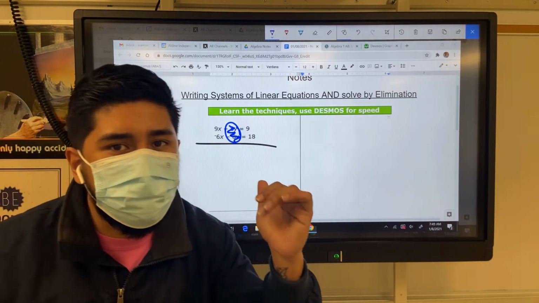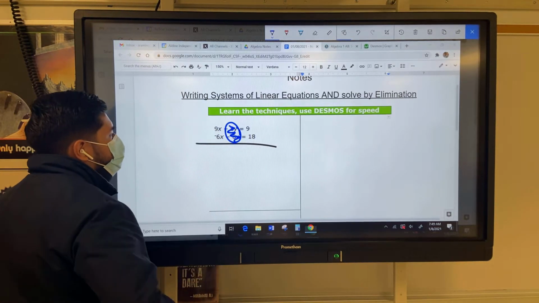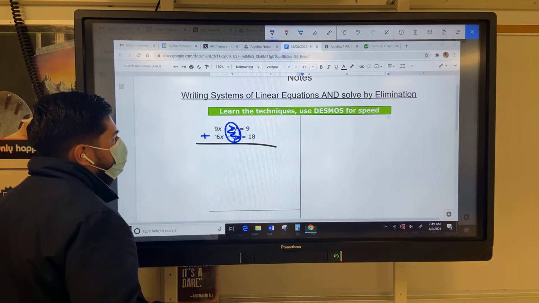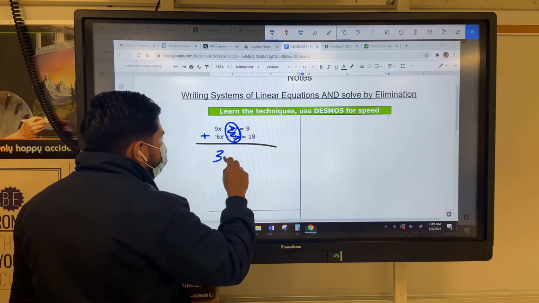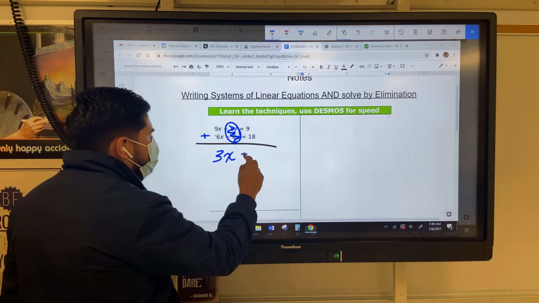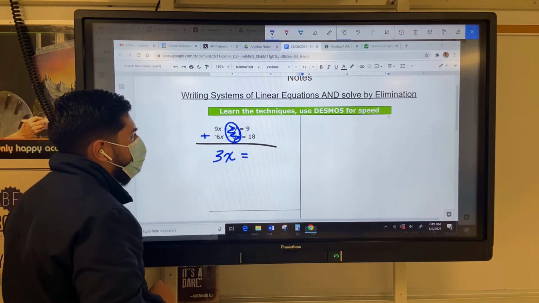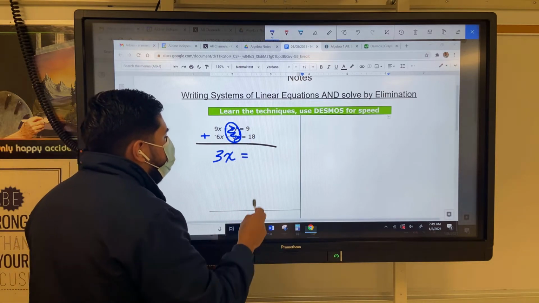Obviously, if you don't like this already, it's okay. Stick to graphing. It's your best friend. For everyone else that's still here, we're going to add downwards. 9 plus negative 6 gives me 3x. Double check. Equals, because the equal sign is right there. And then we have 9 plus 18, which is 27.